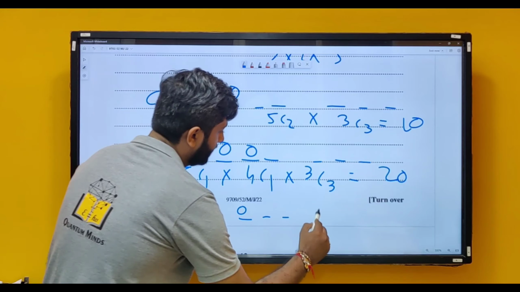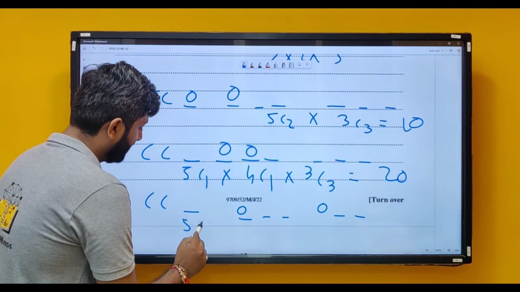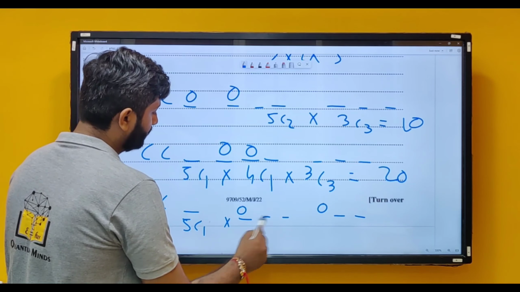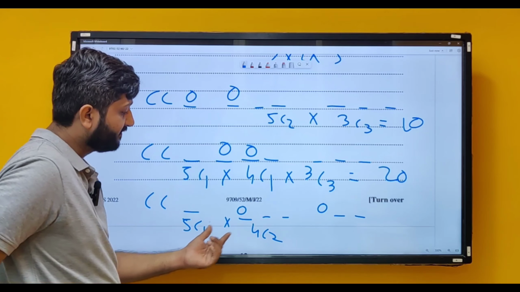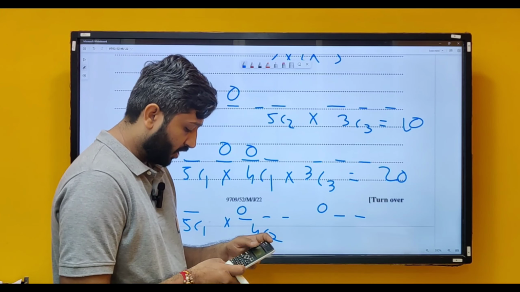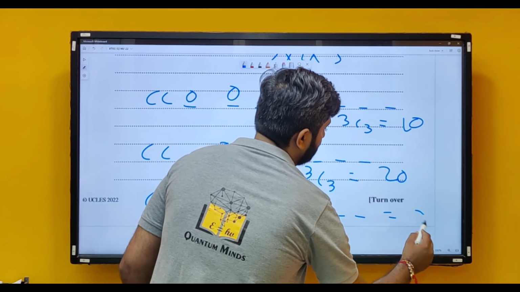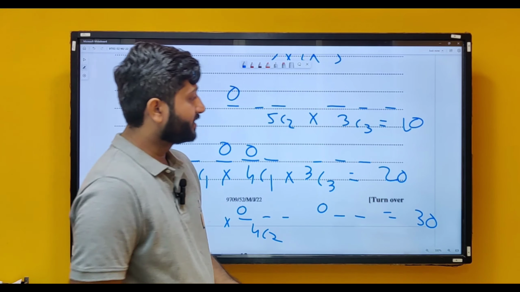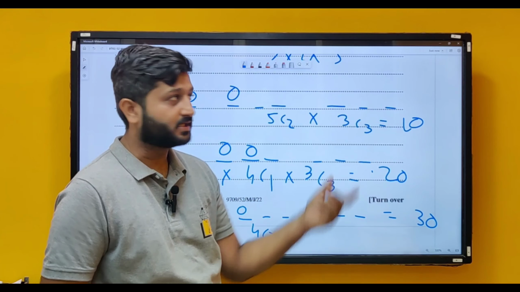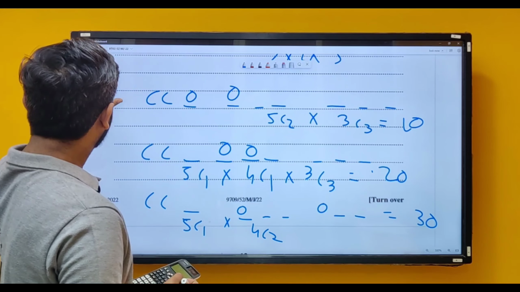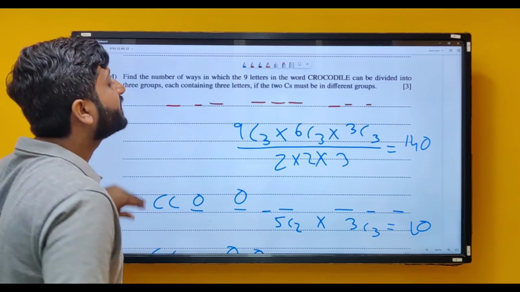O's into different groups. So now here I have 5C1 into 4C2. 5C1 is 5. 4C2, if I am not wrong, is 6. So 5 into 6 is 30. Right. So what is the total possibilities? 30 plus 20 plus 10, which is 60. Right. This is when both the C's are together. But I want C's into different groups.